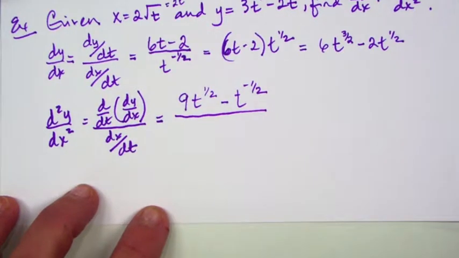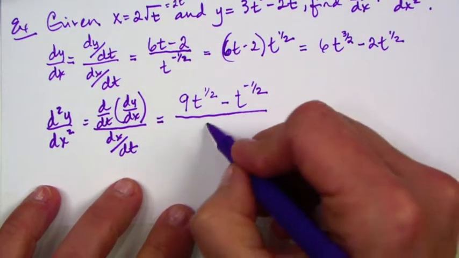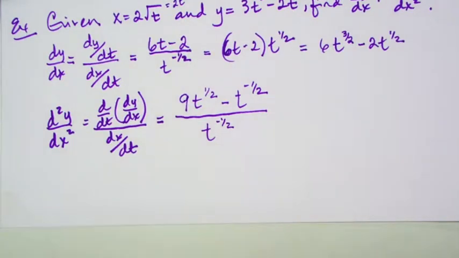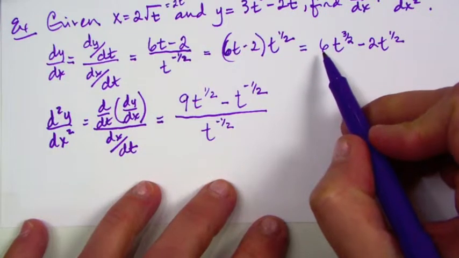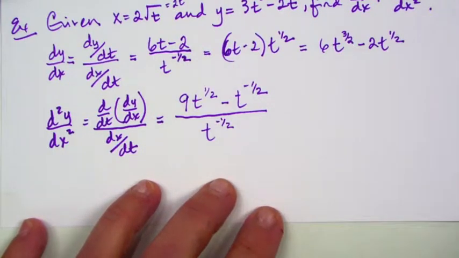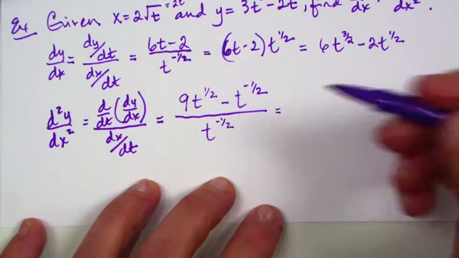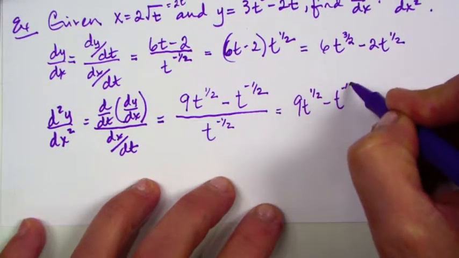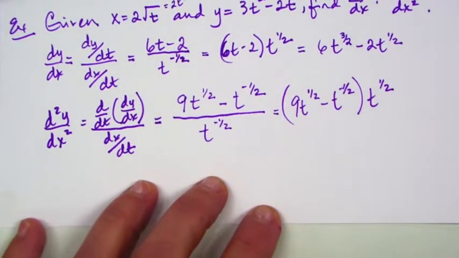And then all of that's going to go over dx dt, which I found already, right? And it was t to the negative 1/2. Where's the 9? 3/2 times 6. Okay, and then again, you probably want to clean it up so it looks a little nicer. So I have 9t to the 1/2 minus t to the negative 1/2 times t to the 1/2. I can move that up.